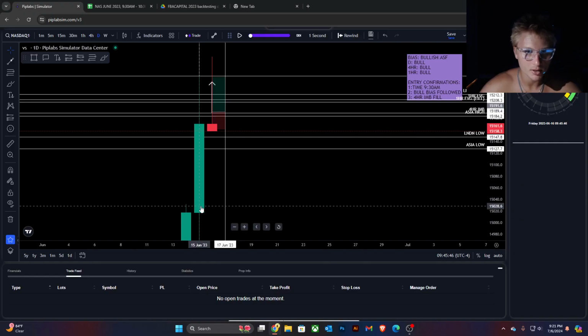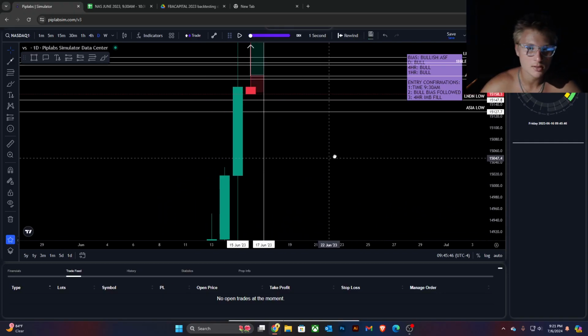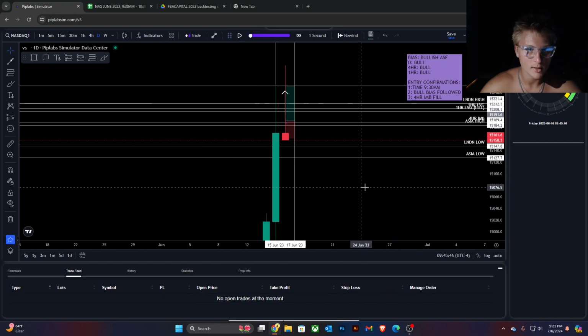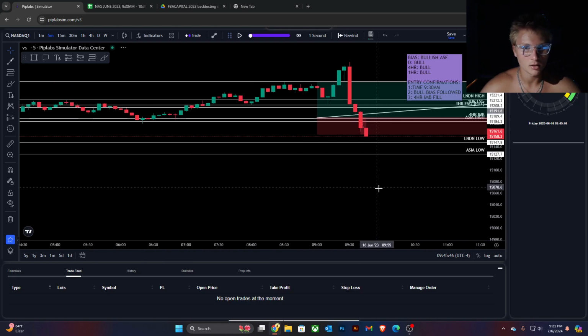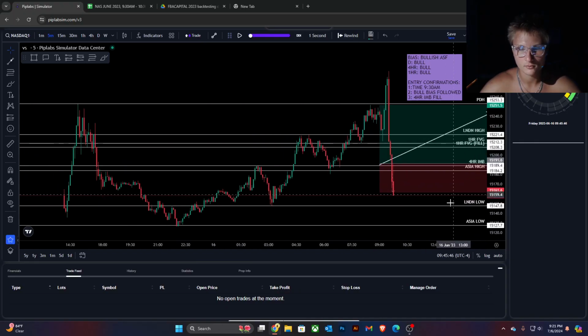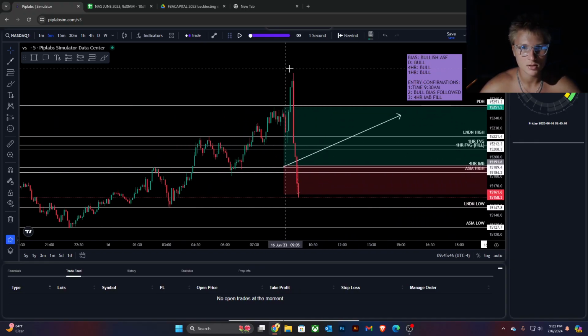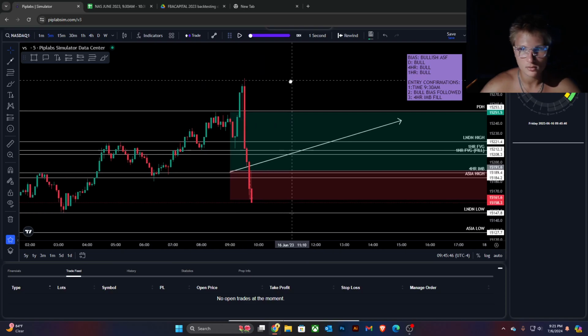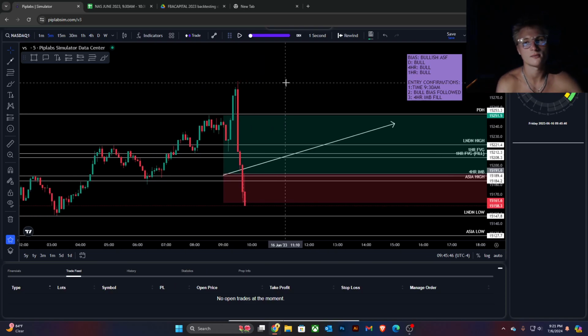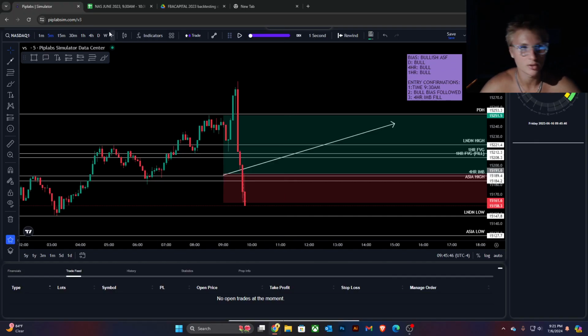Daily could be coming down to fill this daily imbalance. That could be why we're getting a retracement like this. But on the 5-minute, price swept these highs up here and got displacement to the downside. Yeah, so if I was bearish bias, those shorts would make sense, but with a fully bullish bias like I had, there was just no reason for me to short this.